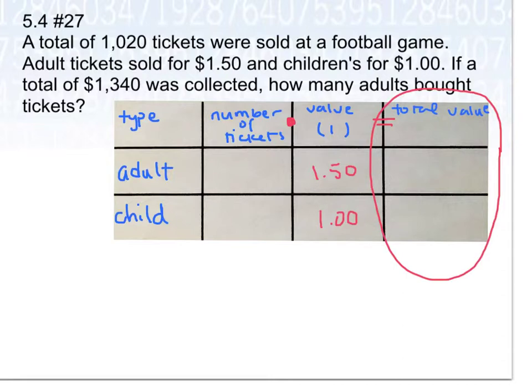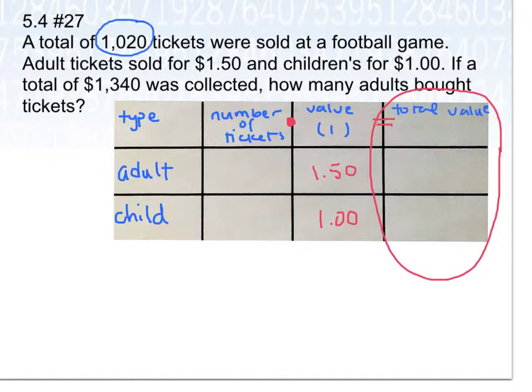Now, the next column, number of tickets, is going to be a little more challenging to fill in. To understand this, we're going to try to come up with some concrete examples to see if we can fill out the number of tickets for the adult and the child. Let's look at this a little closely. We understand that there's a total of 1,020 tickets. This consists of the adult tickets and the child tickets. So a lot of times what I like to do is come up with a concrete example.